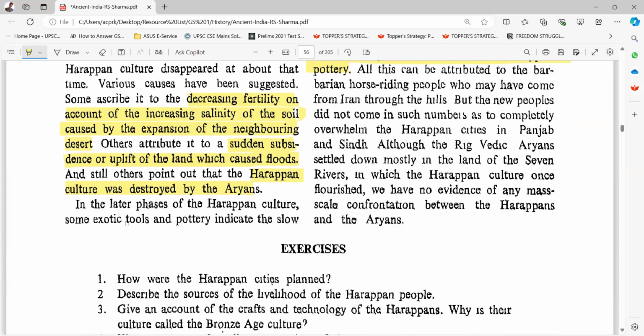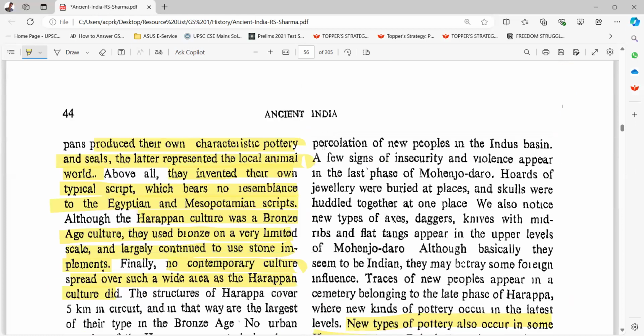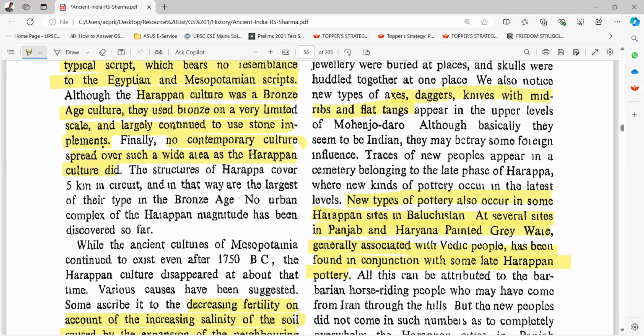In the later phase of the Harappan culture, some exotic tools and pottery indicate the slow percolation of new peoples in the Indus Basin. A few signs of insecurity and violence appear in the last phase of Mohenjo-daro. Hoards of jewelry were buried at places, and skulls were huddled together at one place. We also notice new types of axes, daggers, and knives with midribs and flat tangs in the upper levels of Mohenjo-daro. Although basically they seem to be Indian, they may betray some foreign influence.